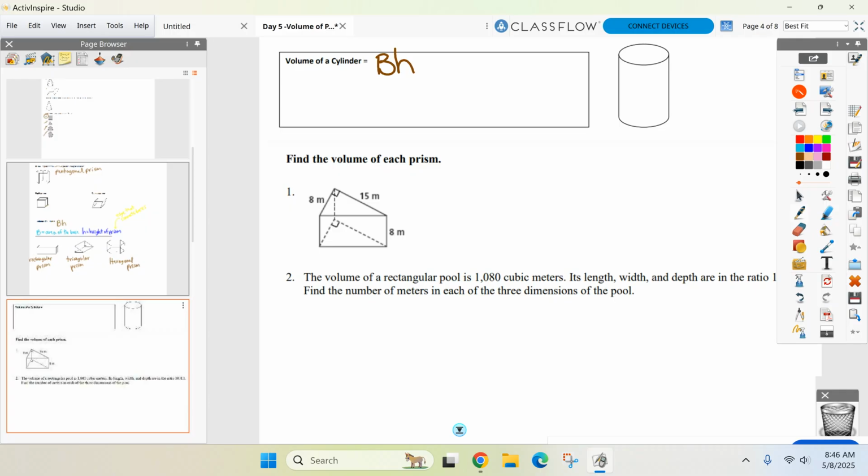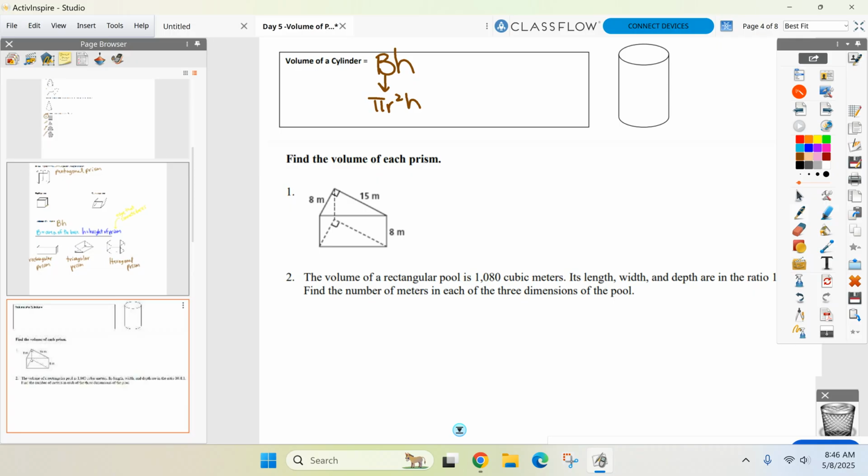What shape are the bases again? How do you find the area of one of those circles? Because that's capital B. Pi r squared. So instead of capital B, what can we put in? Pi r squared times the height. Now remember, if you like that, that's on you, because that won't be on the reference sheet. It's only BH on the reference sheet.